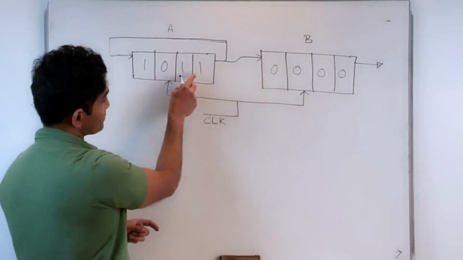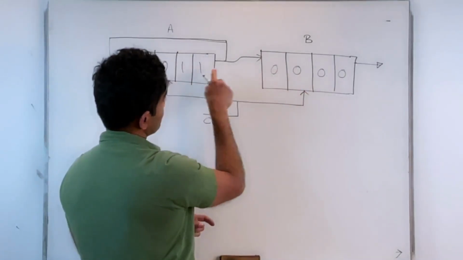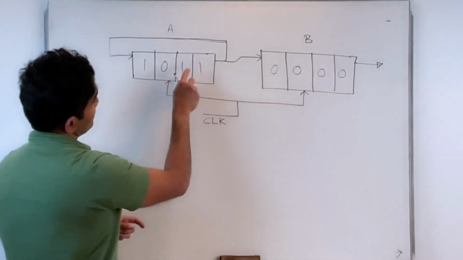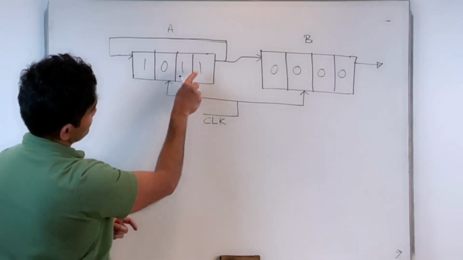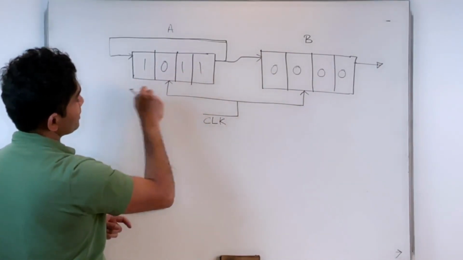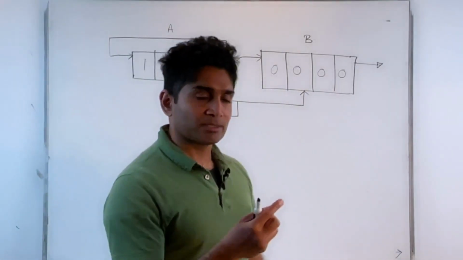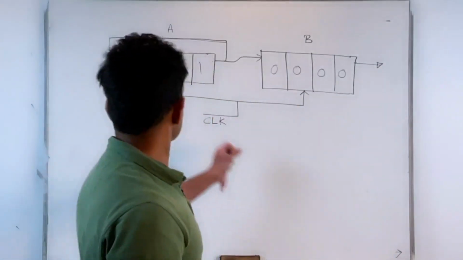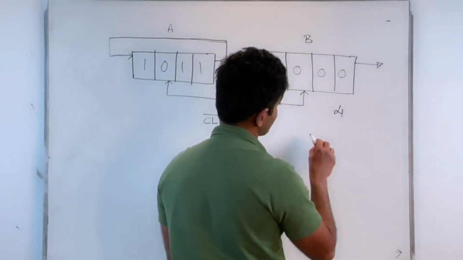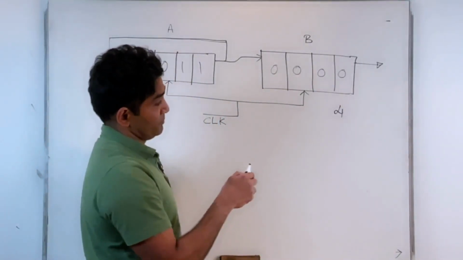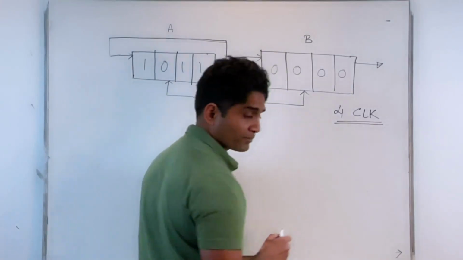On the second clock pulse, this 1 gets shifted here, this 1 gets shifted here, 0 gets shifted here, 0 gets shifted here, and so on, right? With every clock pulse, I'm shifting 1 bit towards the right. If I want to shift the 4-bit number, that means the number of clock pulses I should be using is basically 4 clock pulses, right? So in 4 clock pulses, my number is shifted.